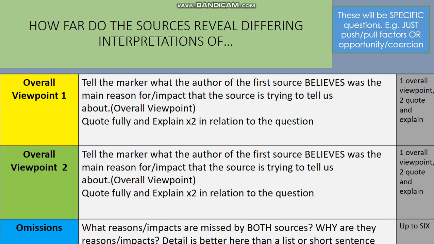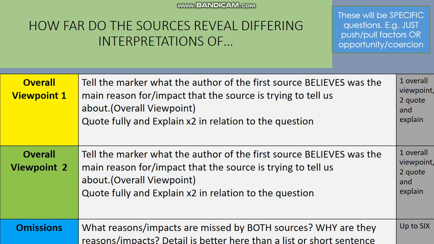And then just to confirm what I've just said to you, do your overall viewpoint and then quote and explain twice in relation to the question, and make sure you quote fully. I'm afraid there's no shortcuts when it comes to quoting. You do have to quote fully. It is just copying out, and I appreciate it can take some time, but it is something that you need to do. So do the first source first, the second source second, and then go on and do your own knowledge.